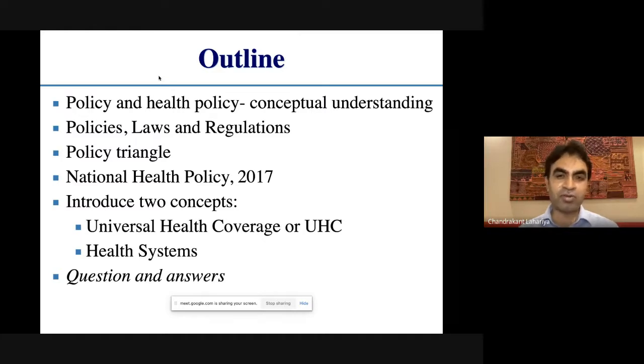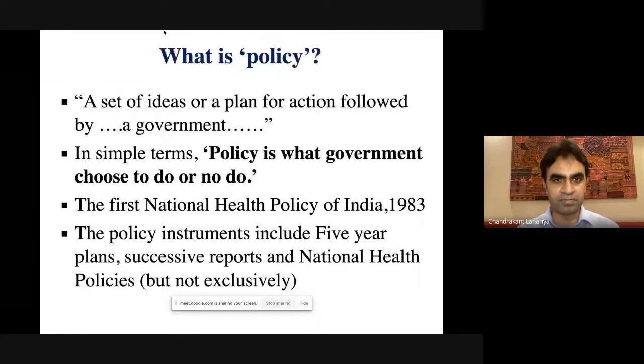I would like to introduce two concepts which you may or may not hear in the time ahead, but which are so very relevant for India's health sector: the concept of universal health coverage and health systems. And of course, we will follow with questions and answers.